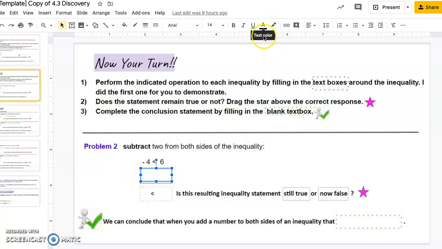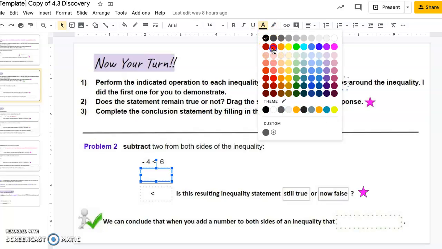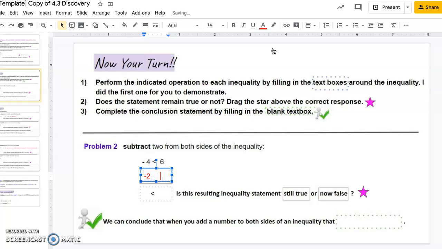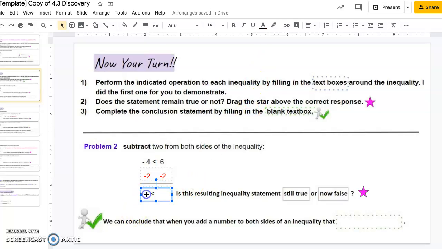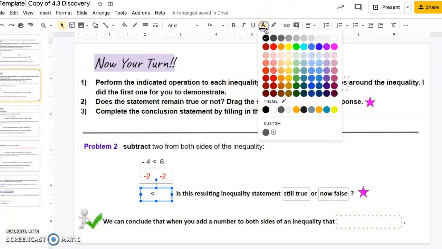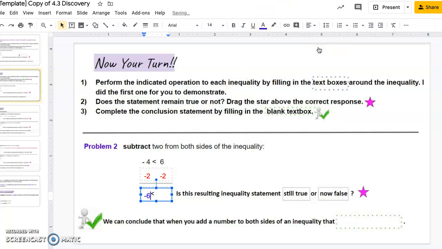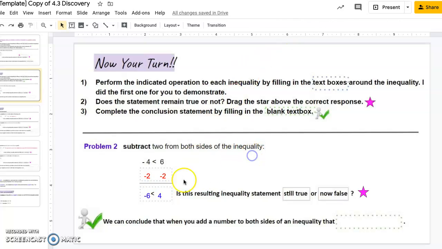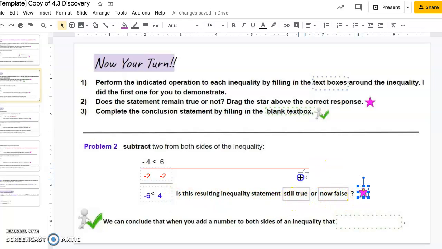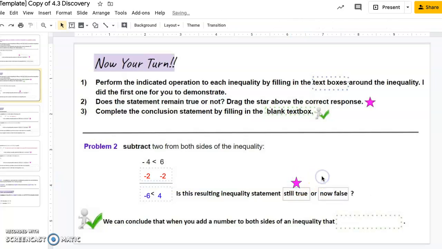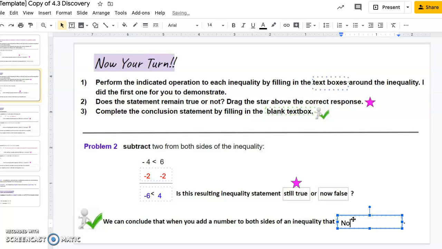So what you should have done on this text box is fill in that you were subtracting 2 from both sides. Okay, well, negative 4 minus 2, you have same signs, so you add them, and you get negative 6. And 6 minus 2, you have different signs, so you subtract, and you get a positive 4. Okay, with that, negative 6 less than 4. Is that still true or is that false? Well, negative 6 is less than 4, so that's still true. So what I conclude when I subtract a number to both sides of an inequality, is that nothing changes.